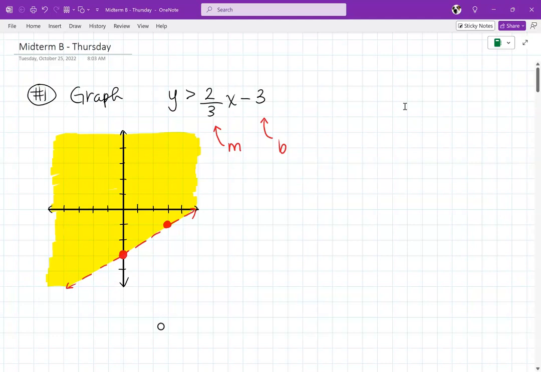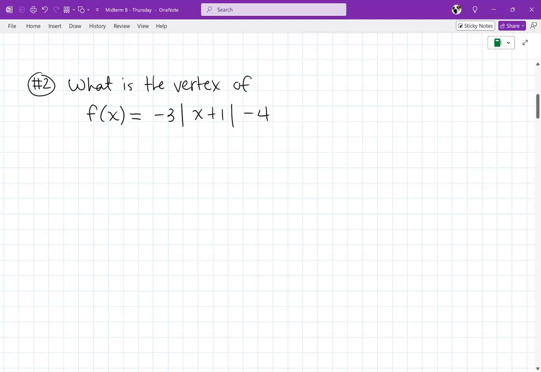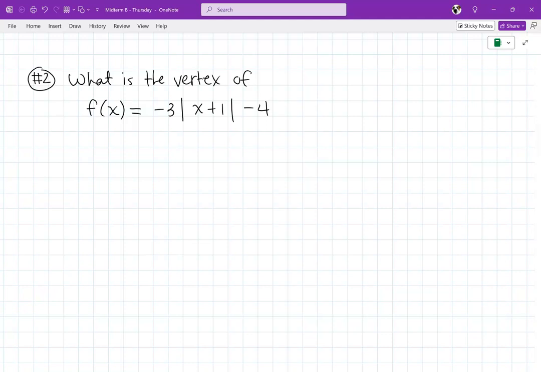This isn't too terrible. And then near the end, they're probably going to make you do 2 of them, right? So we'll see. So that's question number 1. Question number 2 says, what is the vertex of f of x equals -3 times the absolute value of x plus 1, minus 4? Okay, so the vertex is H, K, all right?